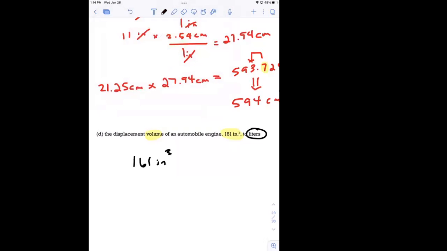So we know if we get to centimeters cubed, we can also get to milliliters, and then from milliliters to liters, right? Because 1 centimeter cube, we talked about this the other day, 1 centimeter cube is the same as 1 milliliter, all right? So what's the conversion factor for inches to centimeters? We just did it. One inch is 2.54 centimeters. Is that right?